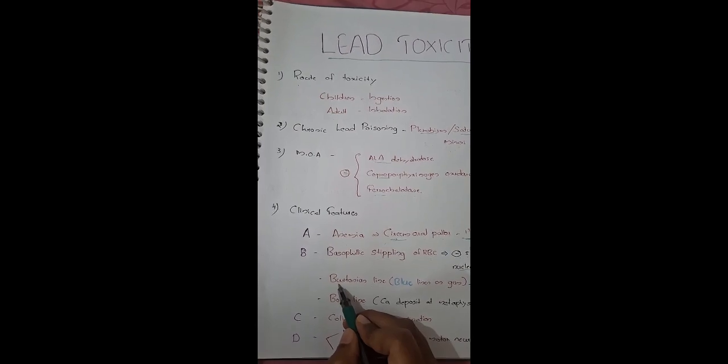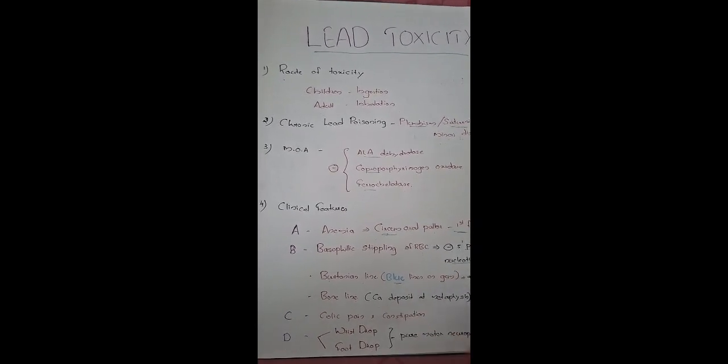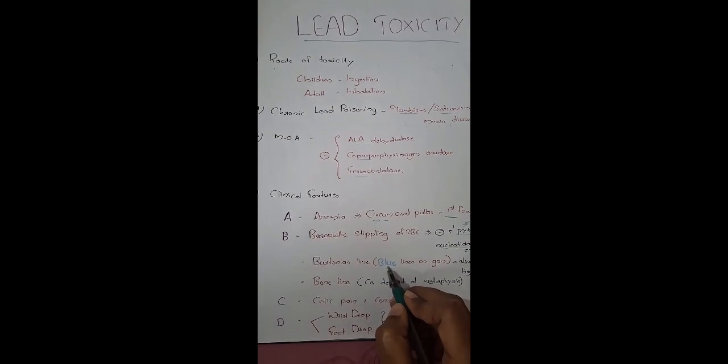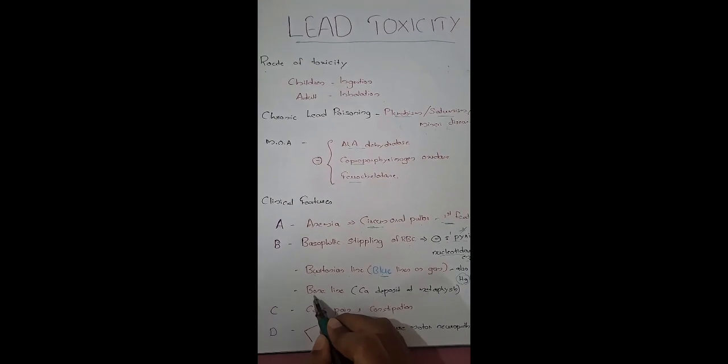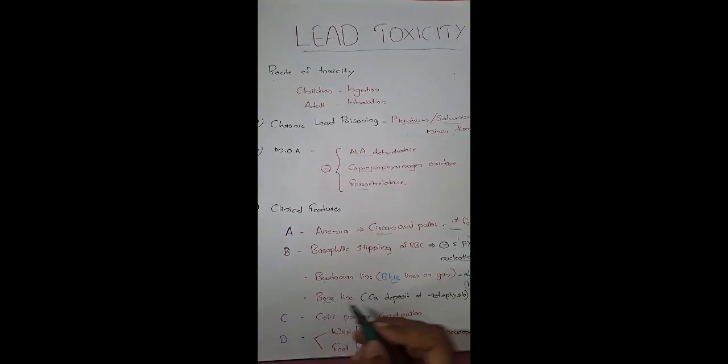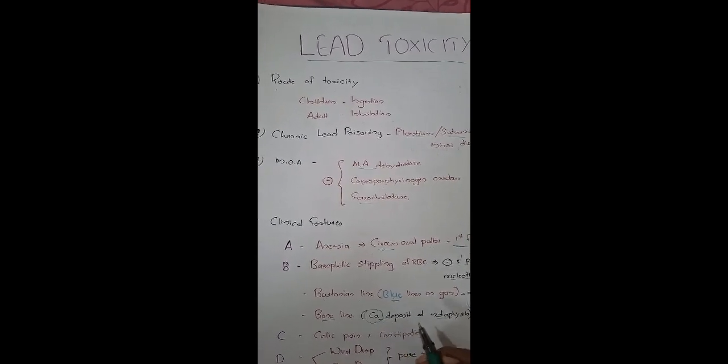And another B for Burtonian line, which are blue lines on the gums, but it is not specific for lead toxicity. This can also be seen in mercury and copper toxicity. Then bone line. Bone line means when we take an X-ray of a chronic lead toxic patient, we can see calcium deposits at the metaphysis. This bone line is not due to lead deposit, it is due to calcium deposit. This is a previous year question, which is an image based question.